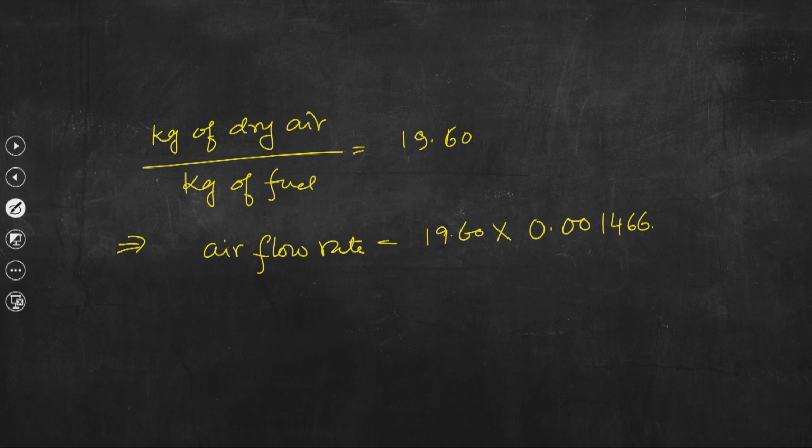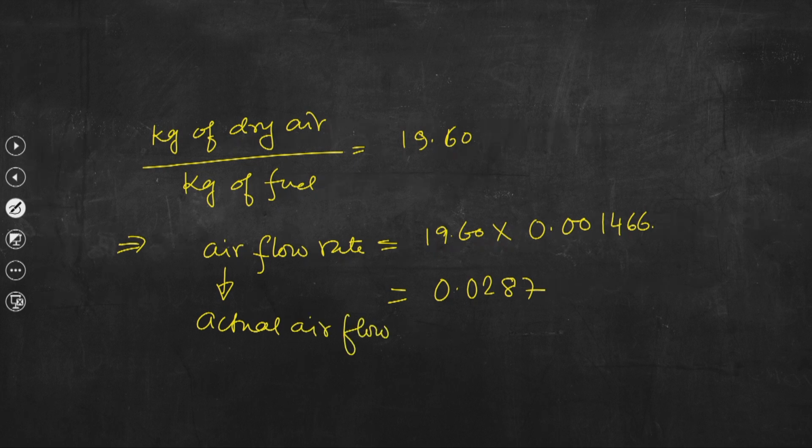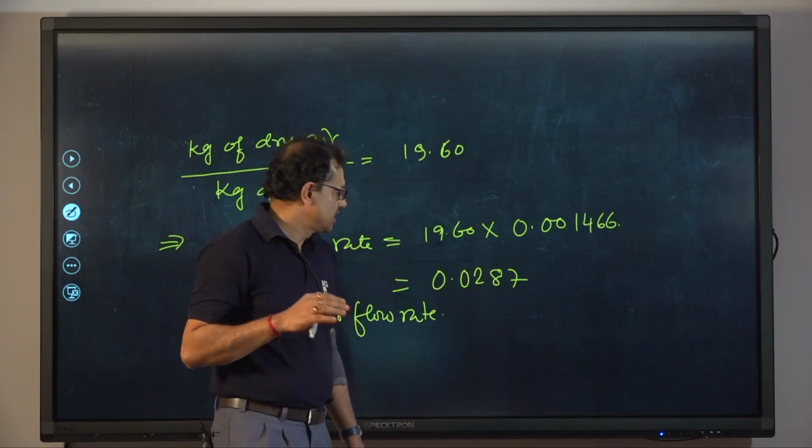So, if we write this, it is coming as 0.0287. Okay. So, this is 0.0287. So, now this is basically the actual air flow rate. So, this is the actual air flow rate which is needed to burn the quantity of fuel which will produce 22 bhp.